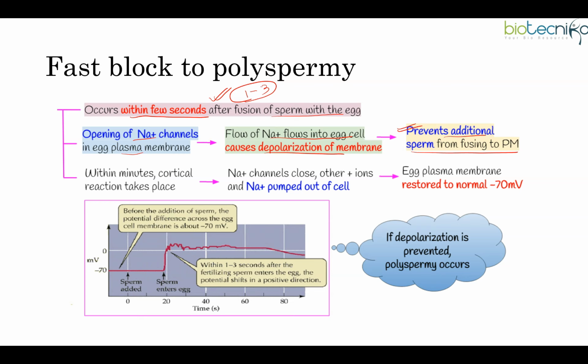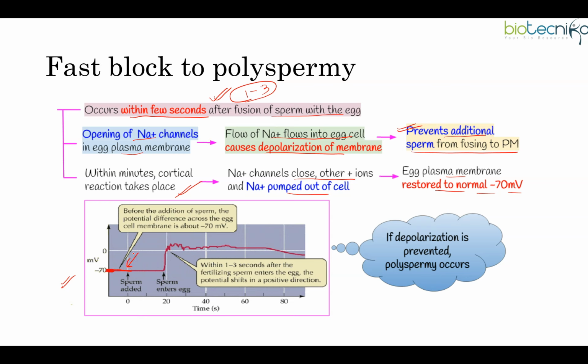Obviously, this potential difference will not last for long because it has to form the fertilization envelope to support the zygote and the early embryonic development. So once the slow block appears or the cortical reaction happens, the sodium channels will close and sodium ions and other positive ions will flow out of the cell and the plasma membrane will be restored back to normal, minus 70 millivolt.